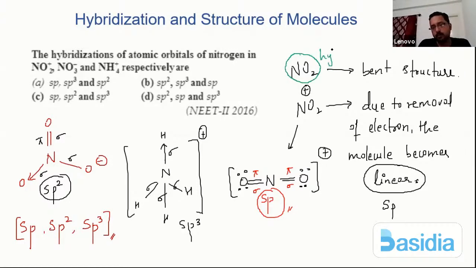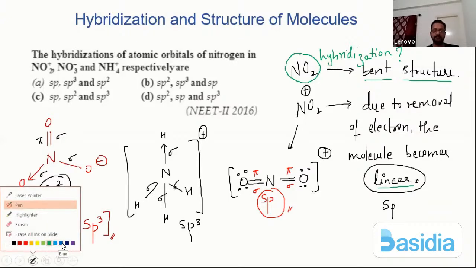So the question is, what will be the hybridization of this molecule? I've already given you the structure. It's a bent structure. NO2 plus is what? NO2 plus is a linear molecule. Okay, so here only you can add one more homework point.